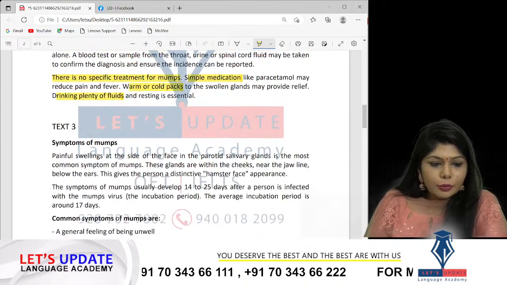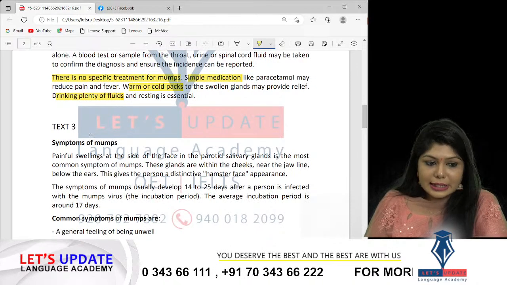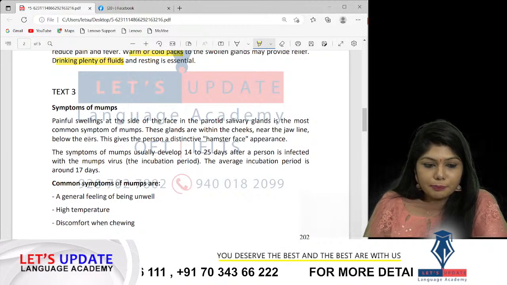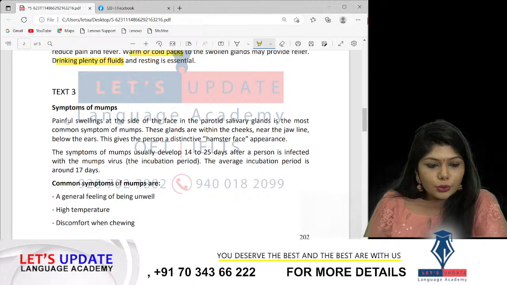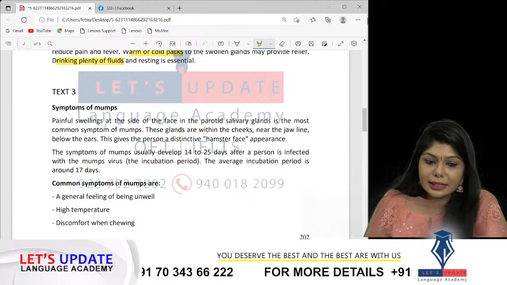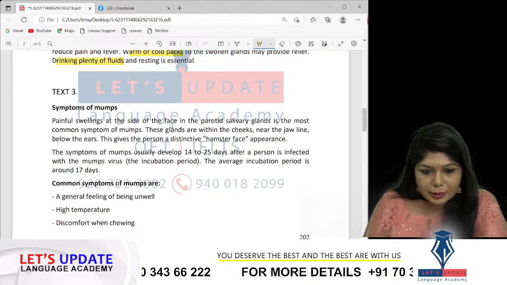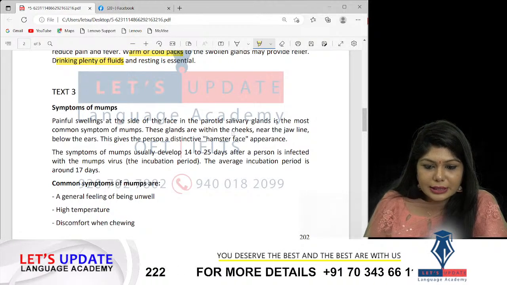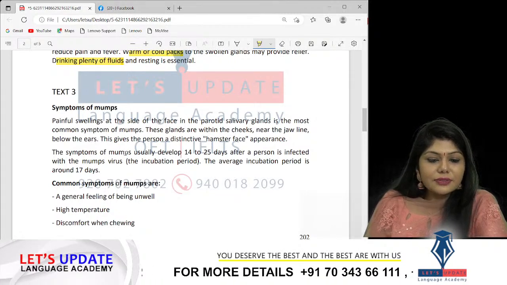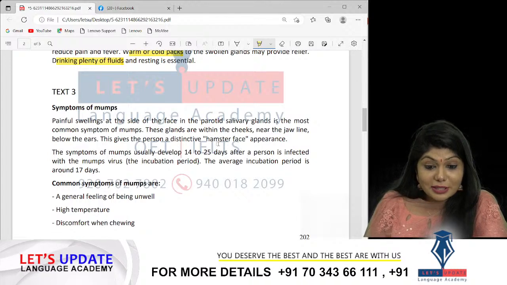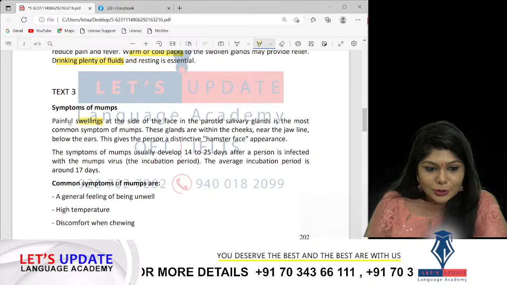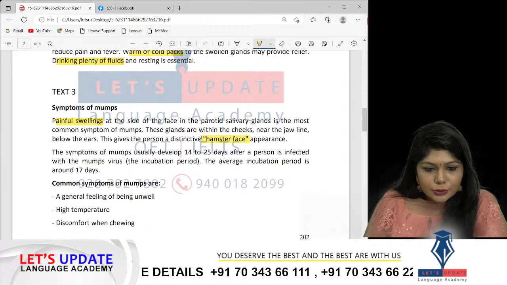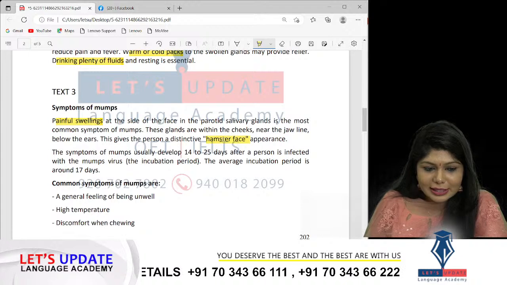Okay, and moving to text 3 or text C, symptoms of mumps, that is the next subheading that we can see. So let's go through it. Painful swellings at the side of the face, in the parotid salivary glands, is the most common symptom of mumps. These glands are within the cheeks, near the jawline, below the ears. This gives the person a distinctive hamster face appearance. So painful swellings, I'll highlight this information, and this is going to give a hamster face appearance.